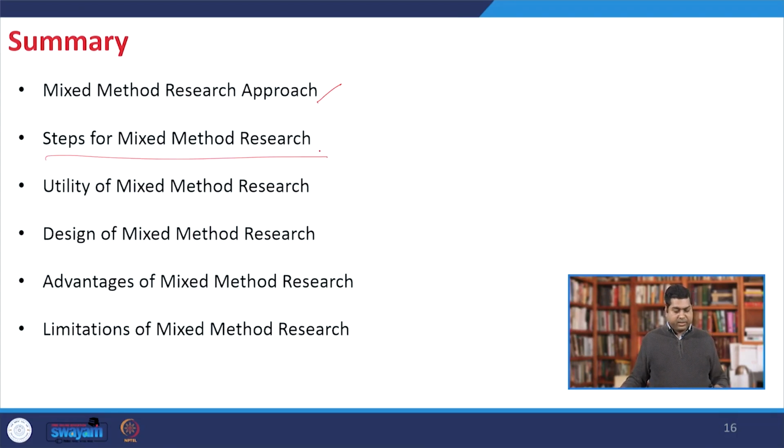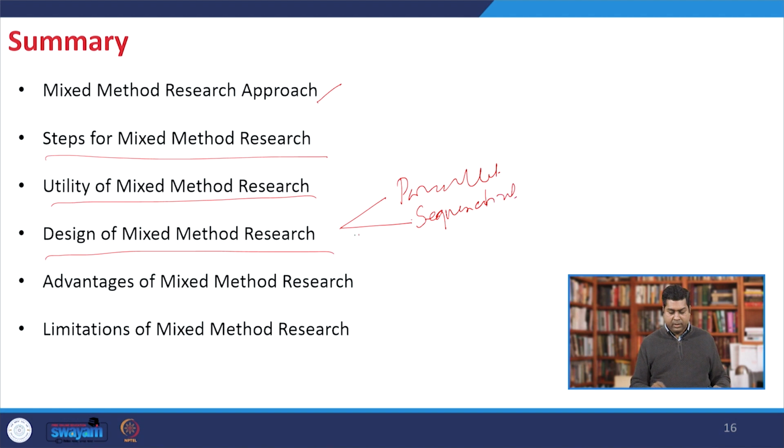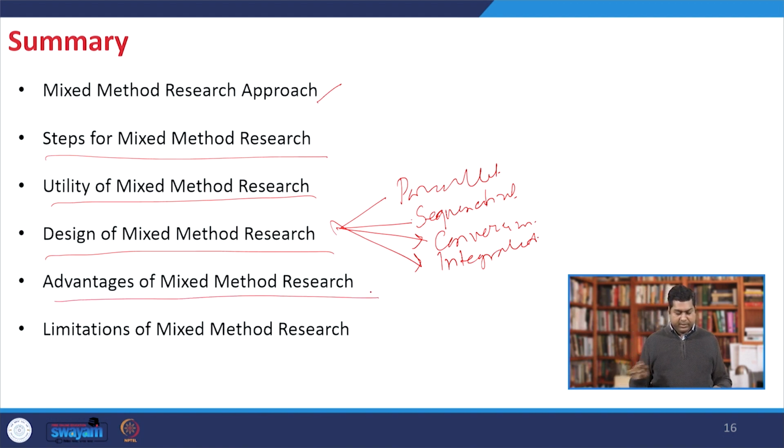We have also discussed different steps of mixed method research, different utilities, and also the design of mixed method, where we discussed four designs: parallel, sequential, then conversion, and then integrated. At the end, we have discussed several advantages and also the limitations of mixed method research.